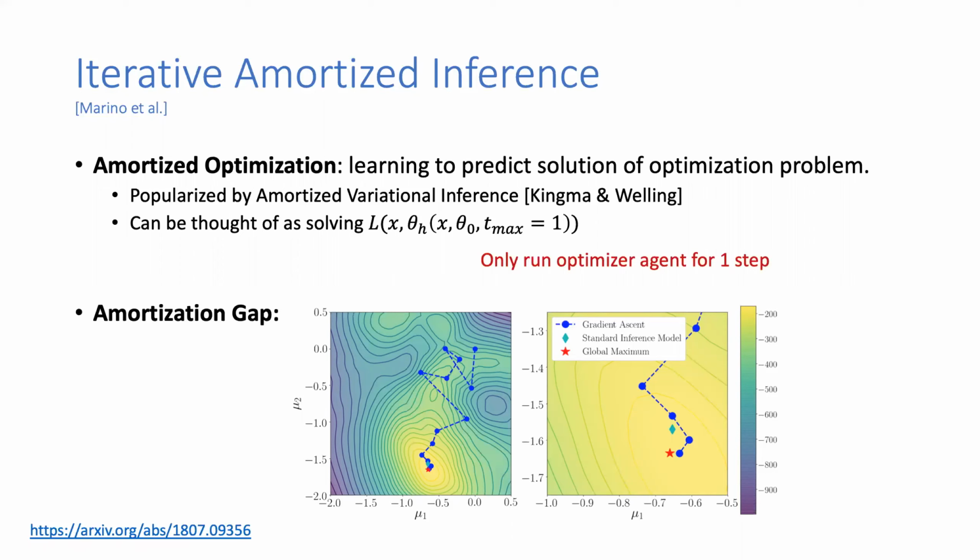optimization problem. This is popularized by amortized variational inference for variational autoencoders, where a neural net known as the encoder network is learning to predict the solution of a variational inference procedure, which is a very popular optimization procedure for doing probabilistic inference in deep generative models. Amortized optimization can be thought of as solving the optimization problem that we described in the previous slides, where we set Tmax equal to 1. So we only want to run the optimizer for one step, and we train a neural net to predict in one step as close to the optimal solution as possible.